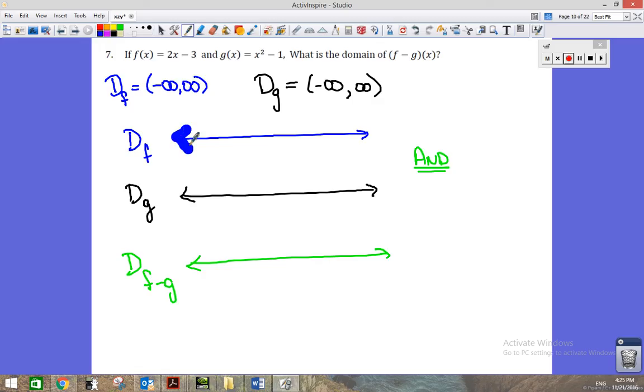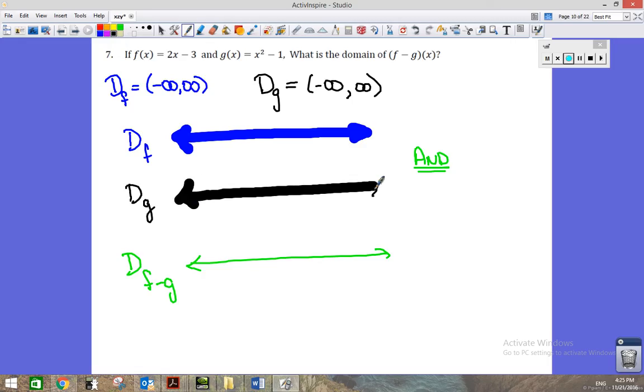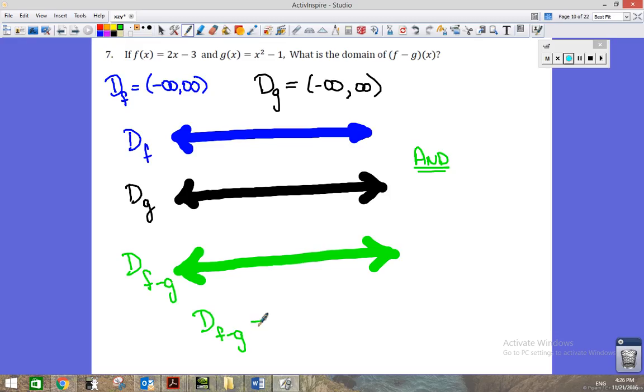So my domain of f is all real numbers. My domain of g is all real numbers. So all of the numbers are in both sets, so therefore they're in the intersection. And we find this problem, hopefully you found it easy, that the domain of f minus g is the set of all real numbers. Let's go ahead and do the next video on this since this one was easy and short.